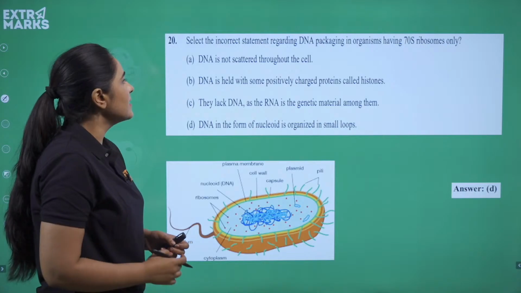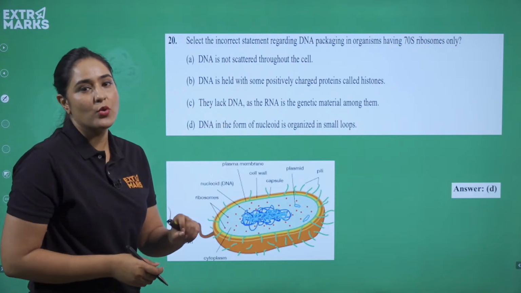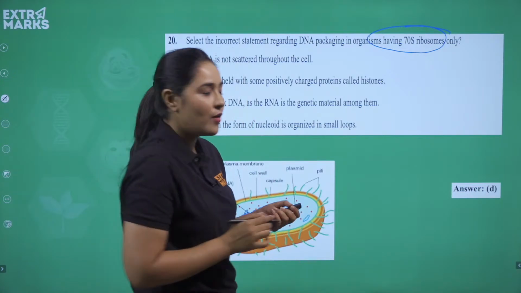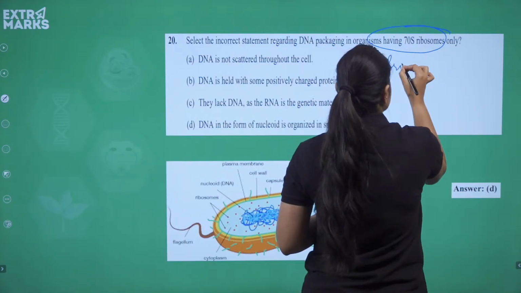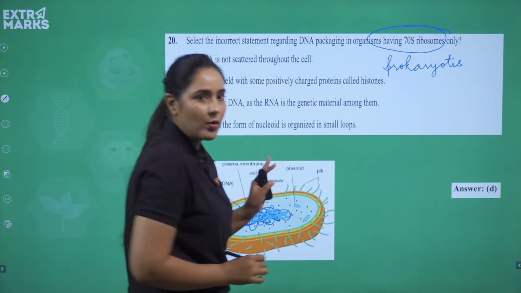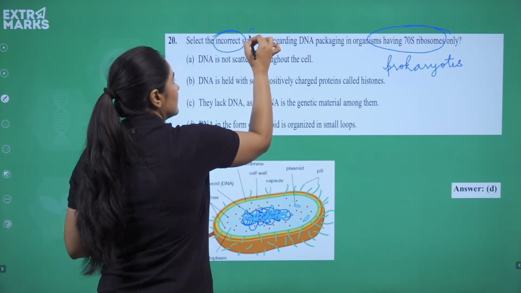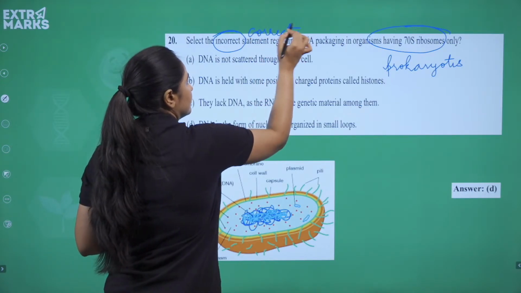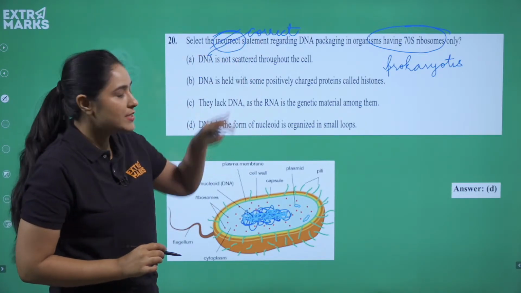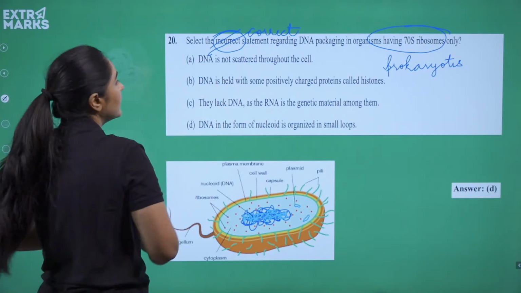Another question: select the incorrect statement regarding DNA packaging in organisms having 70S ribosomes only. Here we are talking about the organism which is having 70S ribosomes. So obviously we are here talking about prokaryotes. Now students, there was one correction in this question here. We have to see here the correct statement regarding DNA packaging which is happening in the prokaryotes.